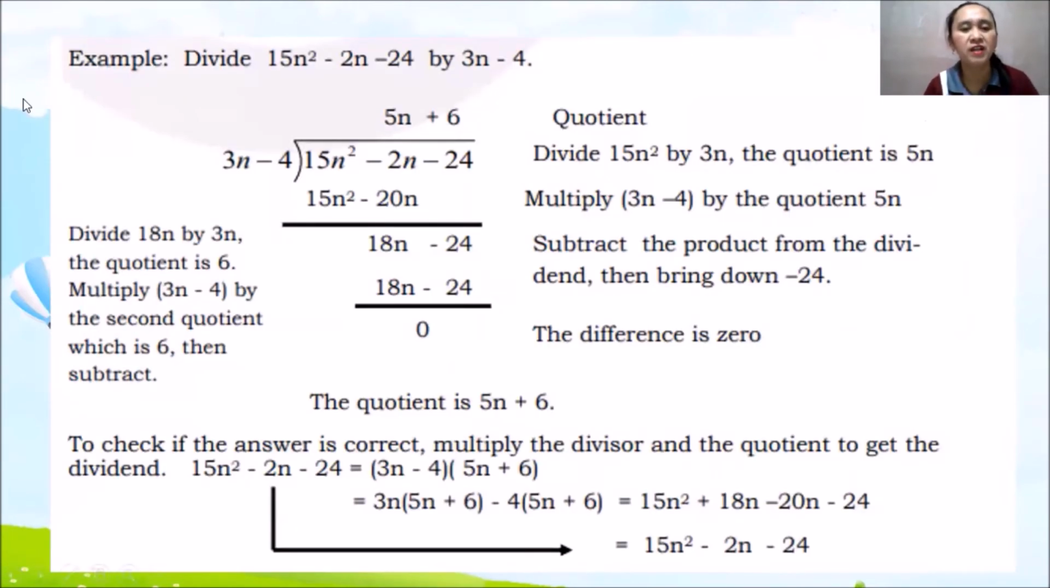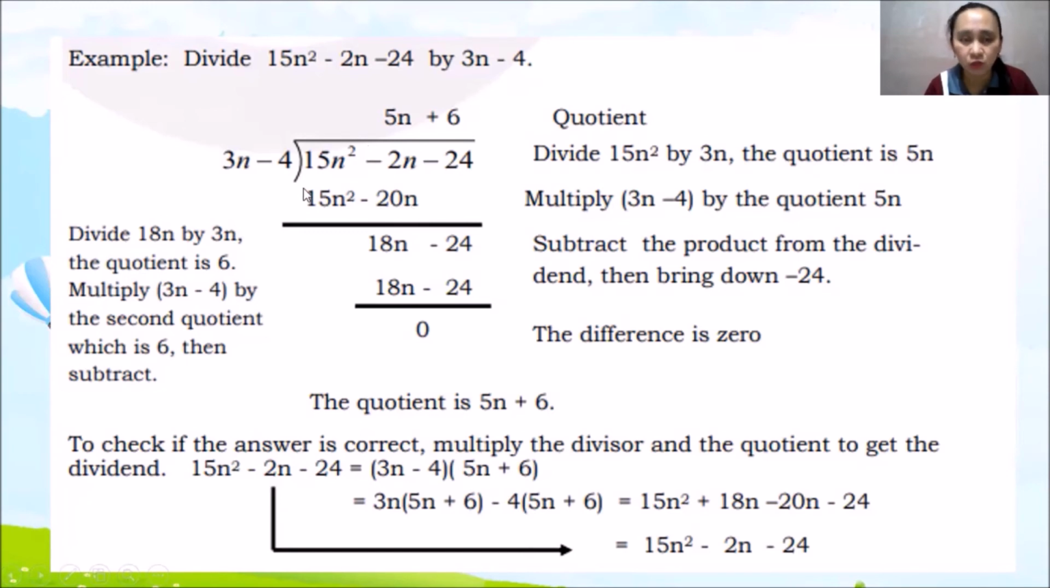Divide 15n squared minus 2n minus 24 by 3n minus 4. So, trinomial by binomial. Naka-arrange na siya in descending order, exponent of 2 pababa. So, 15n squared minus 2n minus 24 divided by 3n minus 4, i-divide natin ang first term. 15 divided by 3 ay 5. N squared divided by n, subtract the exponent ay n. Then again, multiply the first quotient to the divisor. 5 times 3 ay 15. N times n ay n squared. Then 5 times negative 4 is minus 20n.